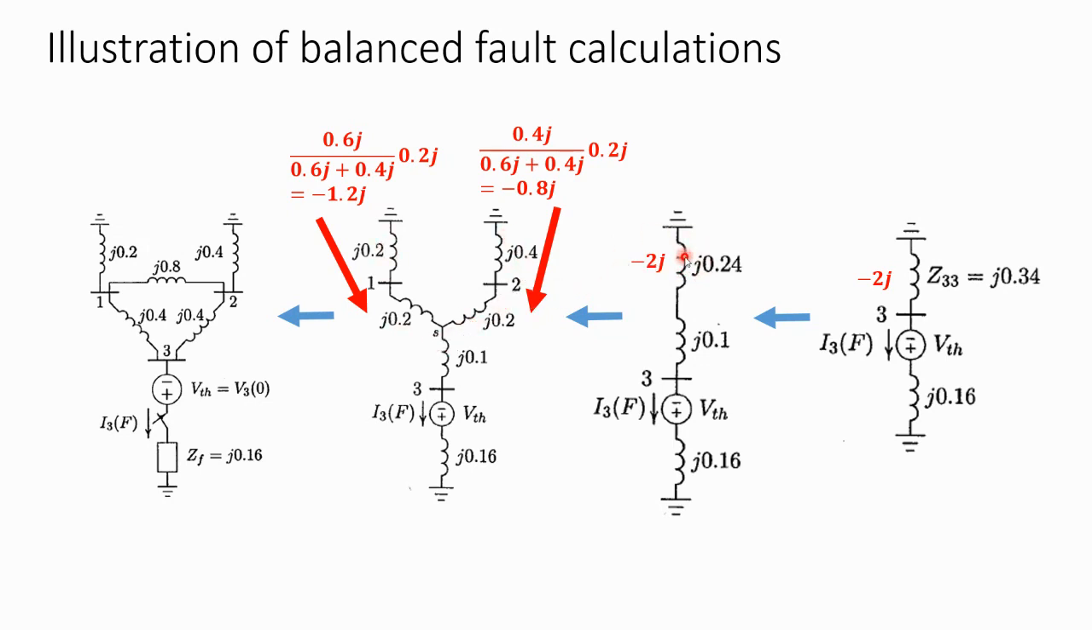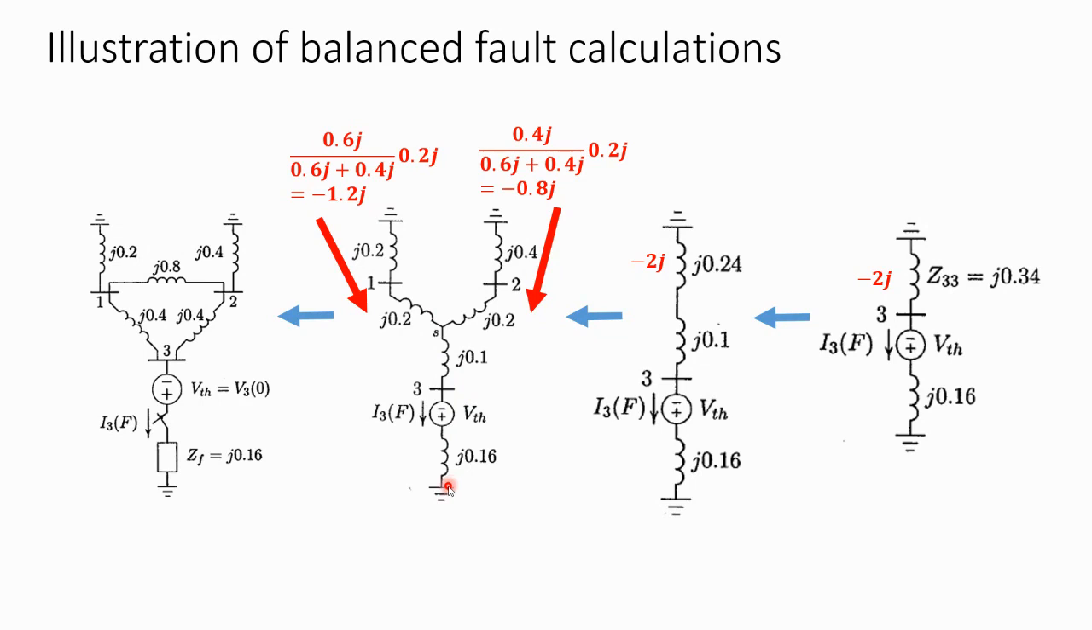So to do that, we simply perform the current divider rule. To find the current flowing in this branch, we take the opposite impedance, 0.6j, divided by the total impedance, 0.6 plus 0.4, like this, multiplied with negative 2j, and then you get the current flowing in this branch as negative 1.2j. Performing the same, you will obtain negative 0.8j over here. Now we are ready with the current flowing in this branch, this branch, and also this branch.